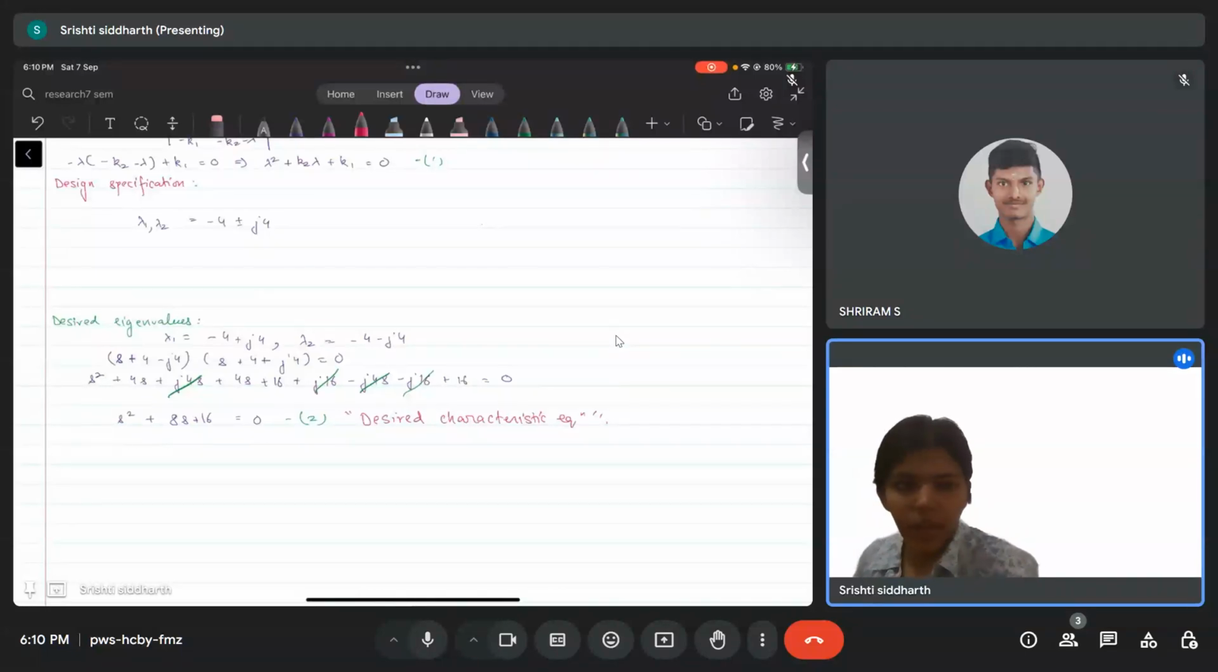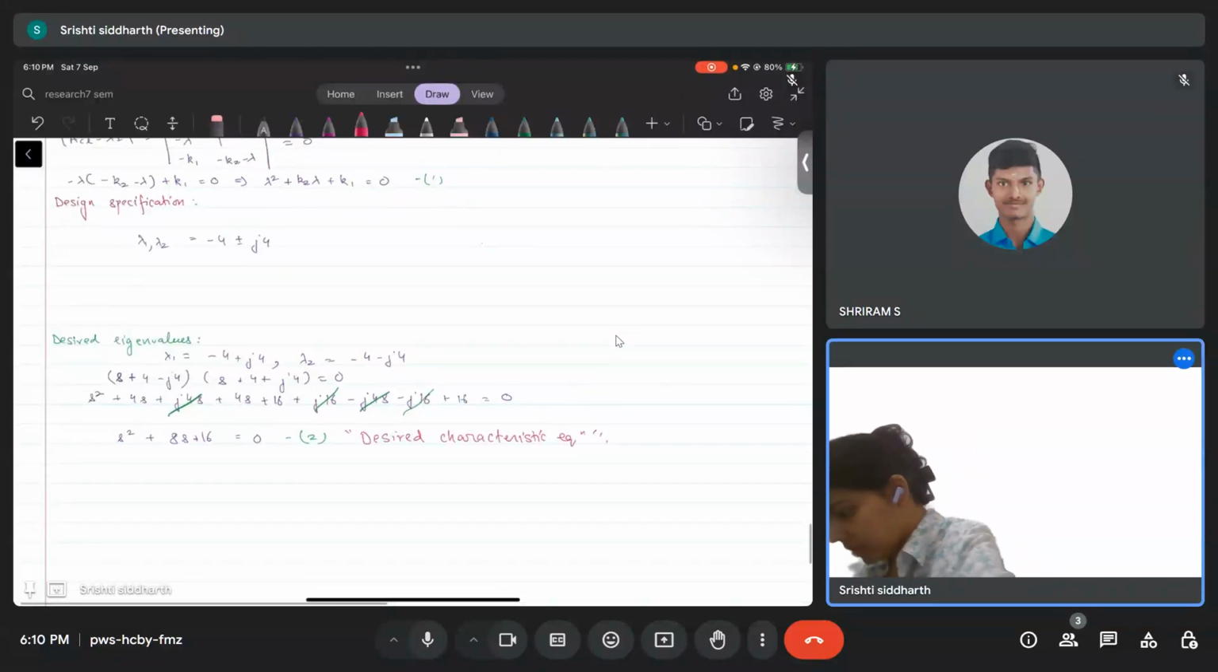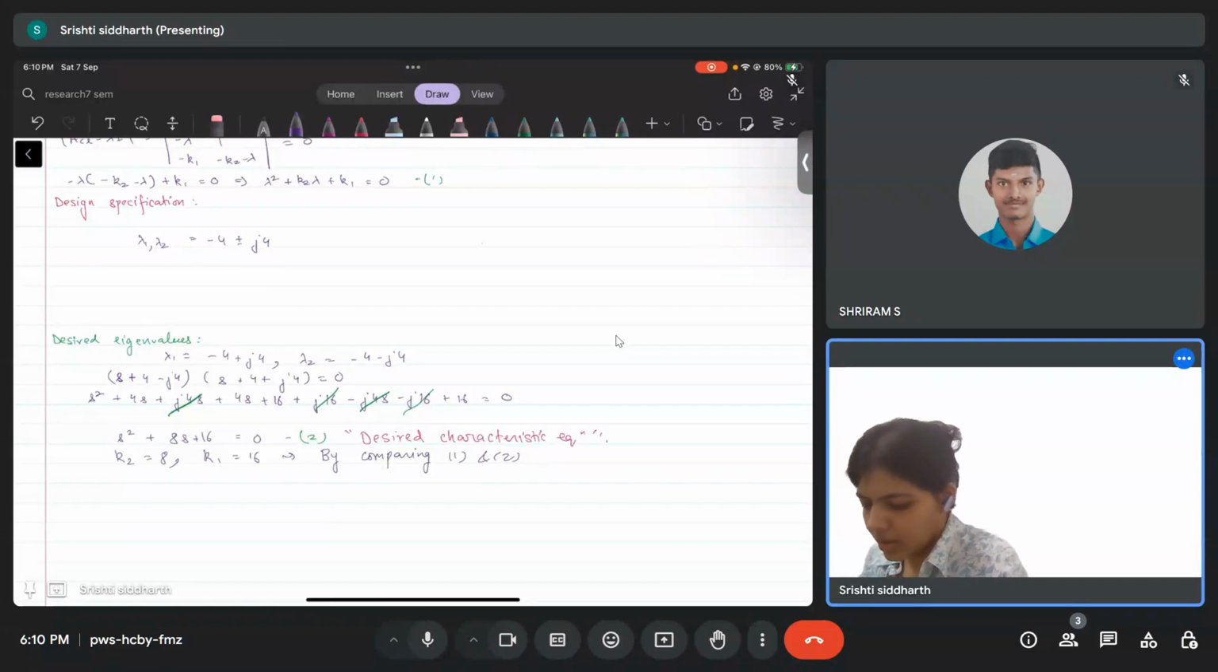And now to find the values of the gains, we just need to equate the coefficients of similar parts, right? So K2 should be equal to 8 and K1 should be equal to 16. This is by comparing equations 1 and 2. Okay.